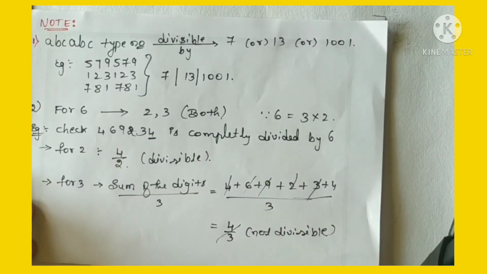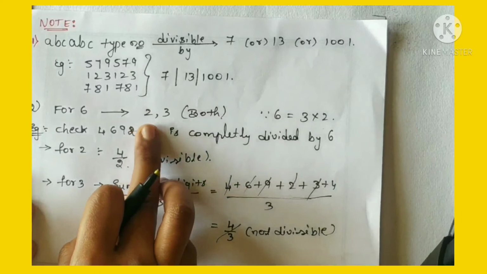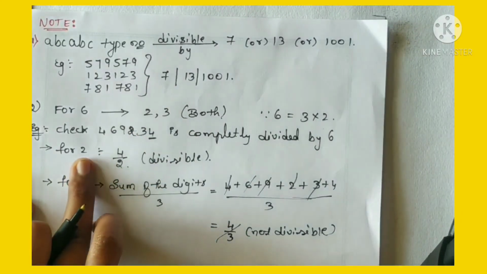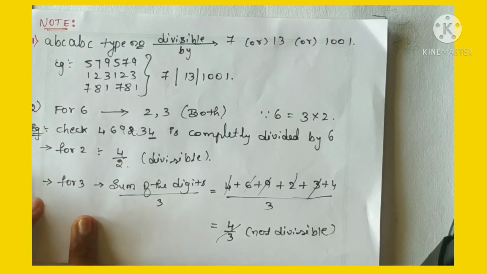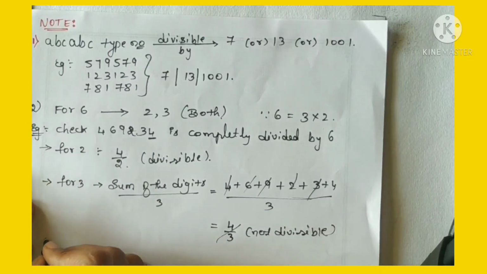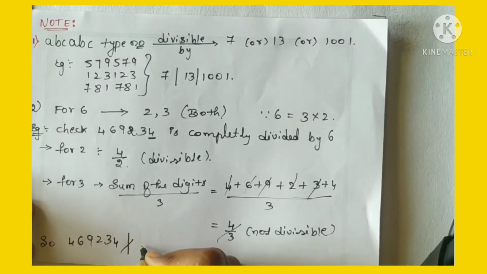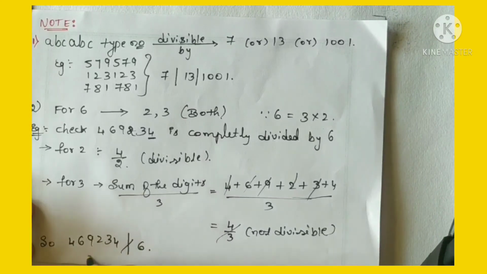But here they ask for the divisibility rule for 6. To satisfy the divisibility rule of 6, it must satisfy the divisibility rules of both 2 and 3. Here we satisfy only 2, but we did not satisfy the rule for 3. So 4, 6, 9, 2, 3, 4 is not divisible by 6. Is it clear?